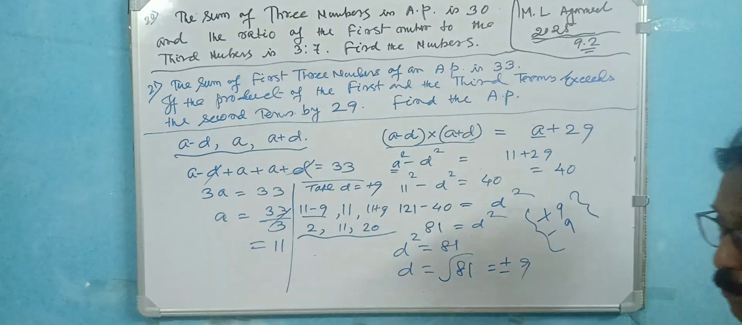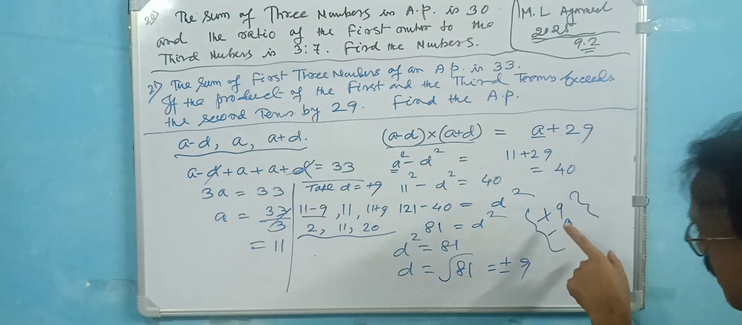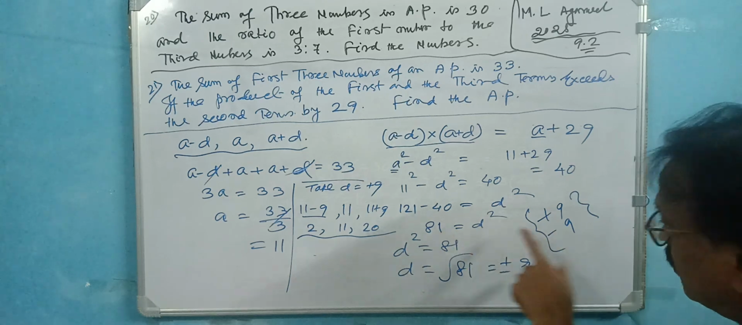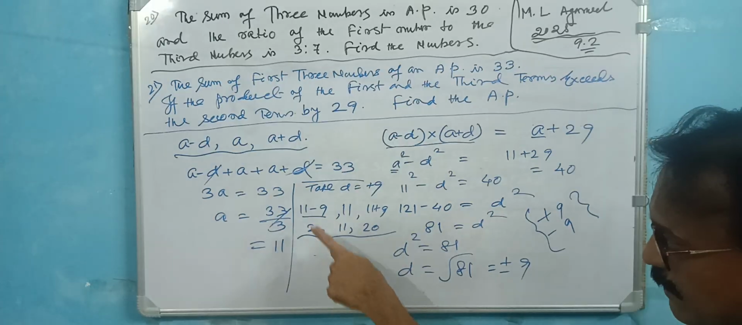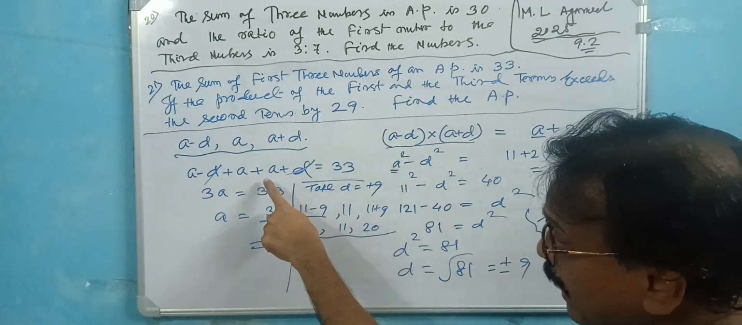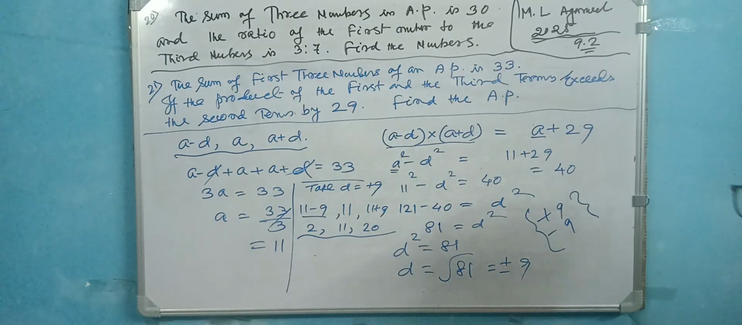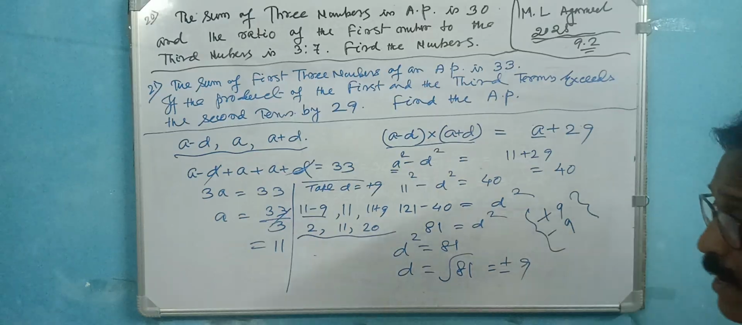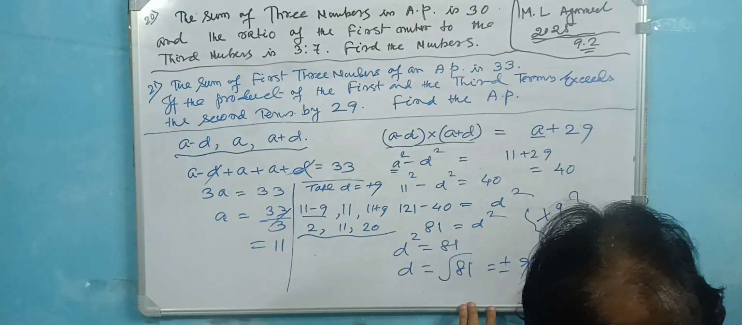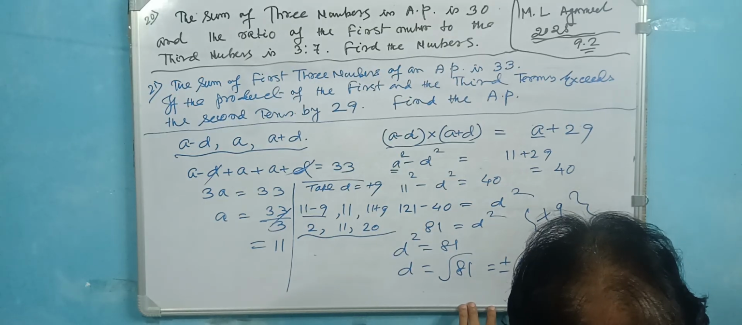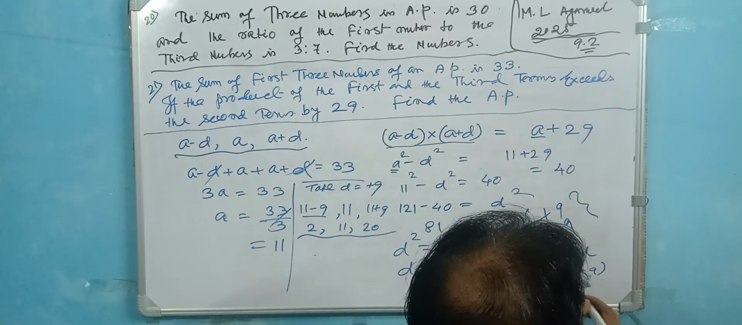Then this is the middle. So A is 11, no problem. A minus D. A is 11 and D is 9. The formula is A minus D, so ultimately 11 minus 9, which is 2. And this is A plus D. D is plus, so this is 11 plus 9, 20. It's clear. Don't be confused. I mean, a short form: A minus D means A is 11 and minus of D is minus 9. So this is actually 11 minus 9. This is 2.